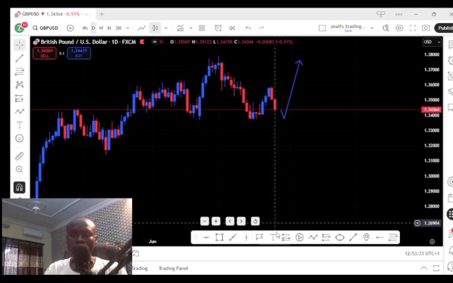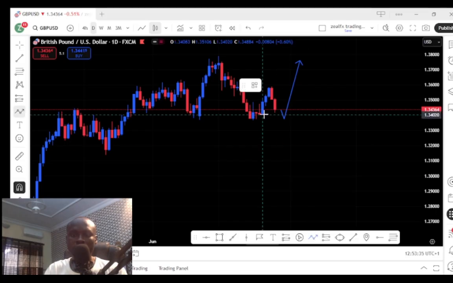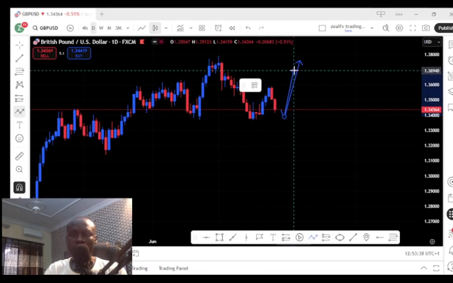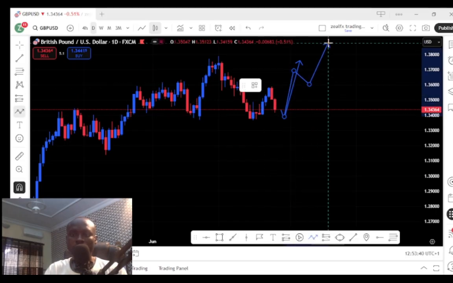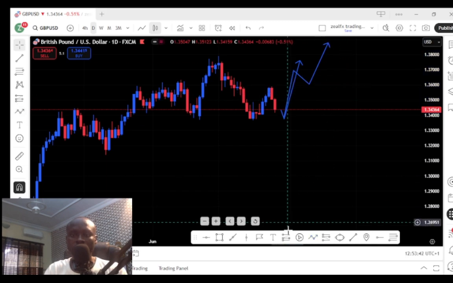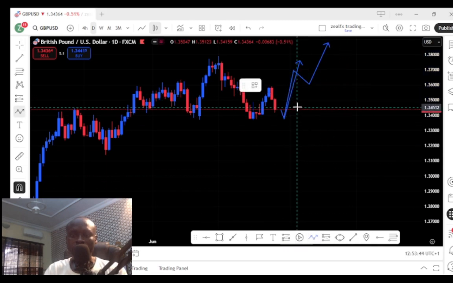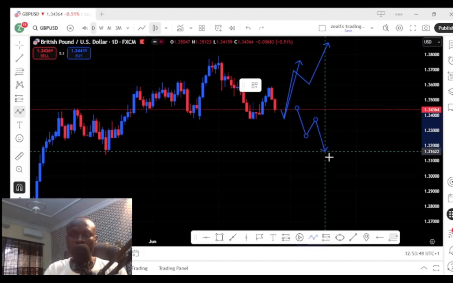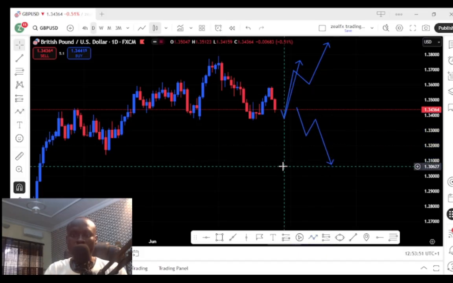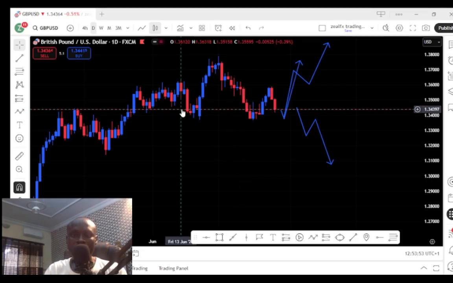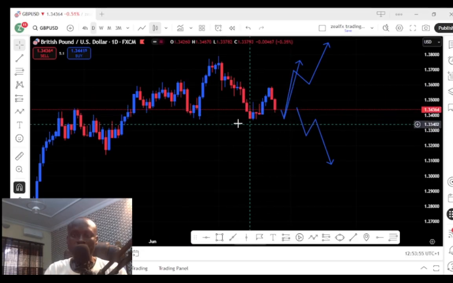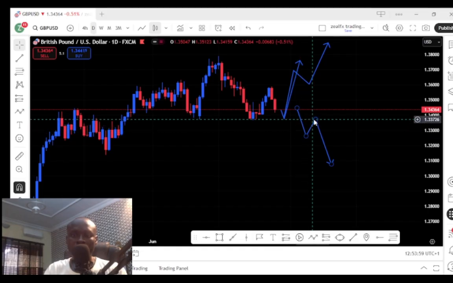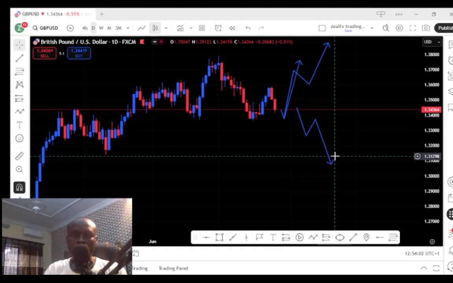Then we expect to see price close above this area. Once price closes above this area, we can start looking for possible buying opportunity for the GBPUSD. Then once price closes below this level, we can start to look for selling opportunity for the GBPUSD. So currently now we have a sideways trend at hand on the GBPUSD, and if we expect price to break this level, then retest, we'll start looking for any possible selling opportunity for the GBPUSD.